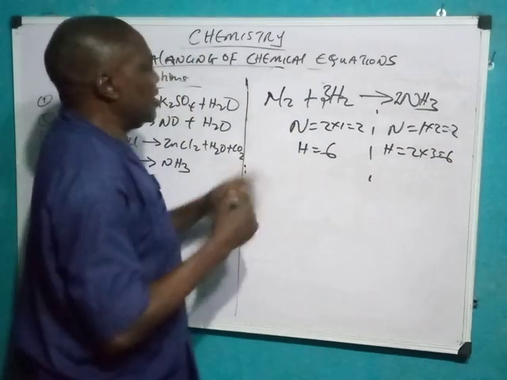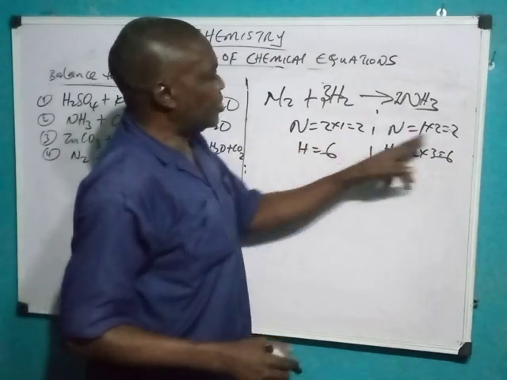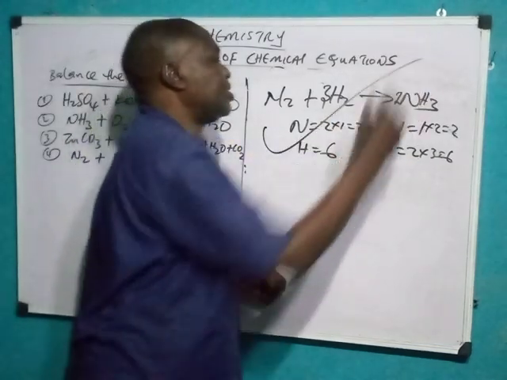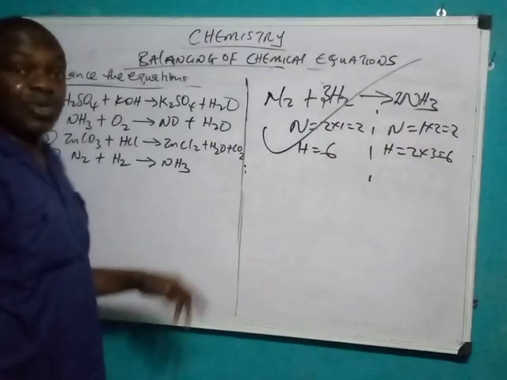Let's go over it again. Nitrogen is 2. Nitrogen is 2. Hydrogen is 6, 2 times 3. Hydrogen is 6. So the equation is also balanced. That's the last one, which we just balanced.